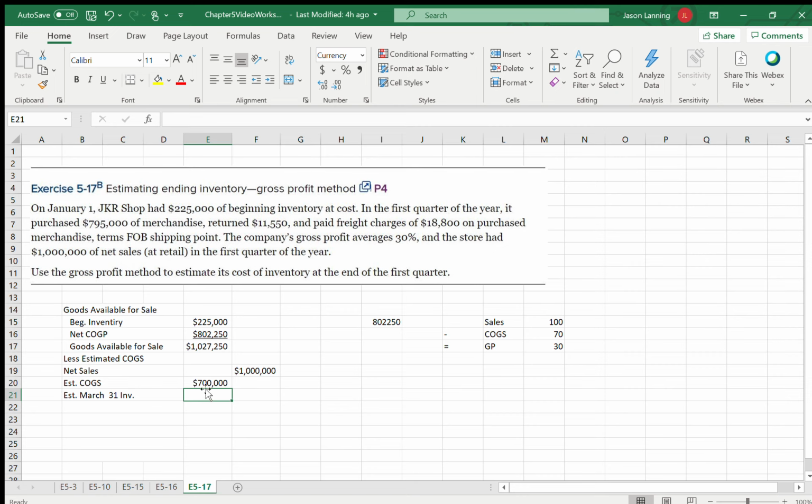So our estimated ending inventory is going to be goods available for sale minus our estimated cost of goods sold, and we get $327,250. Okay. The key to this is knowing that gross profit plus cost of goods sold percentages should equal 100%. So when we see gross profit is 30, we know cost of goods is 70. If gross profit was 50, cost of goods would be 50. If gross profit was 10, cost of goods would be 90.